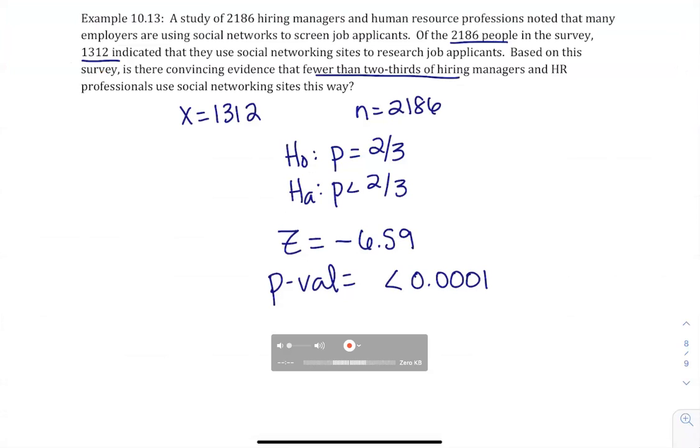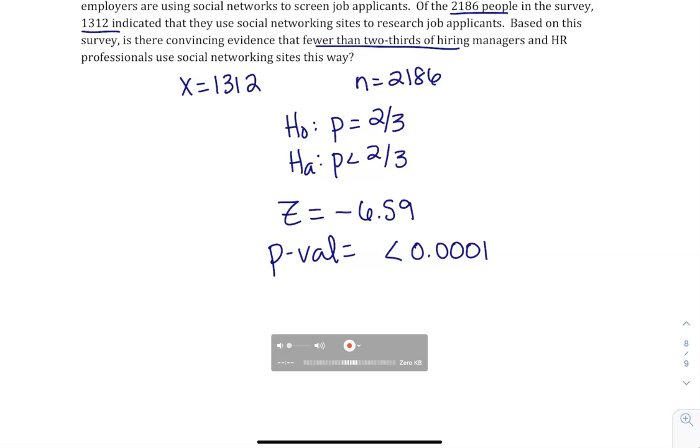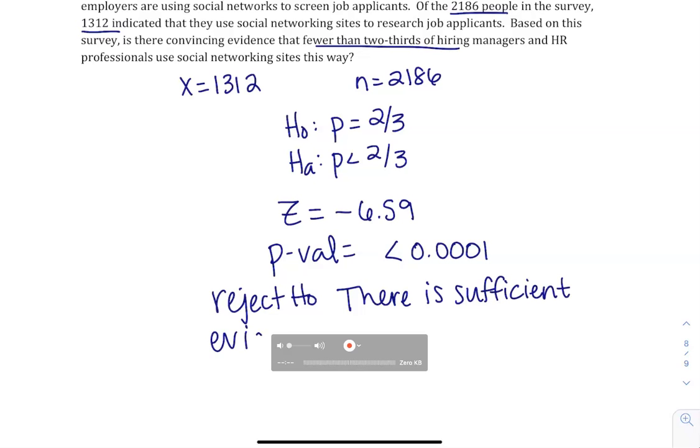So we really had overwhelming evidence that fewer than 2/3 of the people, at least in the survey, use social networking. So what is our conclusion? We reject the null because we had that tiny p-value. And there is sufficient evidence to go with the alternative. So what does the alternative say? That less than 2/3 use social networking to screen employees.